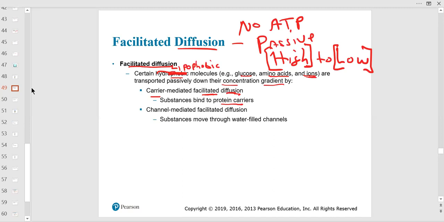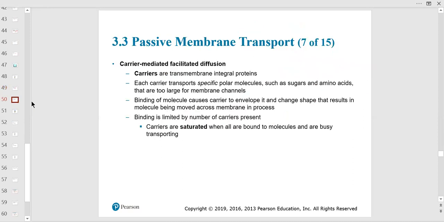Then you have channel-mediated diffusion. These are more for ions in either direction, mind you, inside or outside the cell. And a lot of times they're voltage gated. You're going to hear this term voltage gated when we get to nerve tissue after a couple of other topics like muscle. So water-filled channels would be more hydrophilic or lipophobic. Sorry about that.